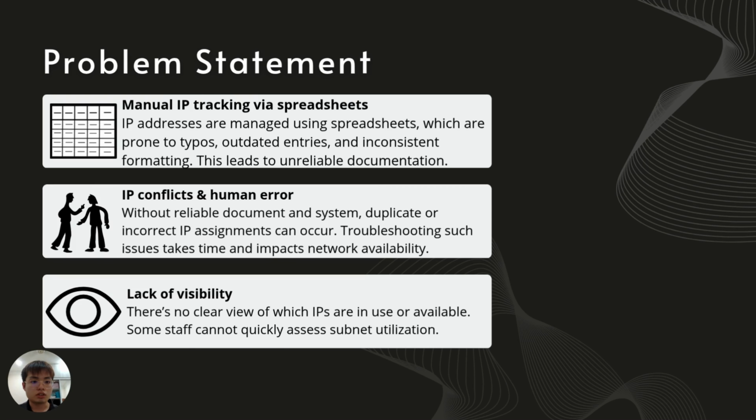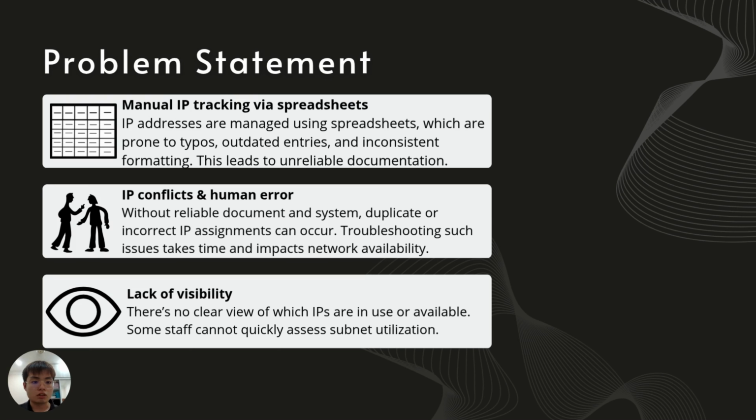The first one is manual IP tracking using spreadsheet. The IP addresses are managed by using spreadsheet, which is prone to typos, outdated entries, and inconsistent formatting. This leads to unreliable documentation.